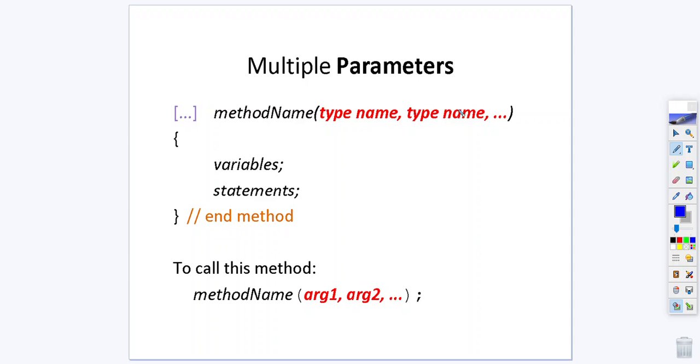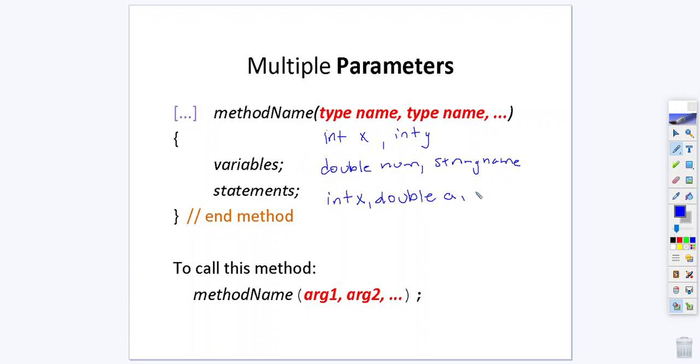You can have multiple parameters, and so you can have, for example, int x, int y. You could have double num and String name. You could have int x, double a, boolean c. You can have 0 to as many parameters as you need.